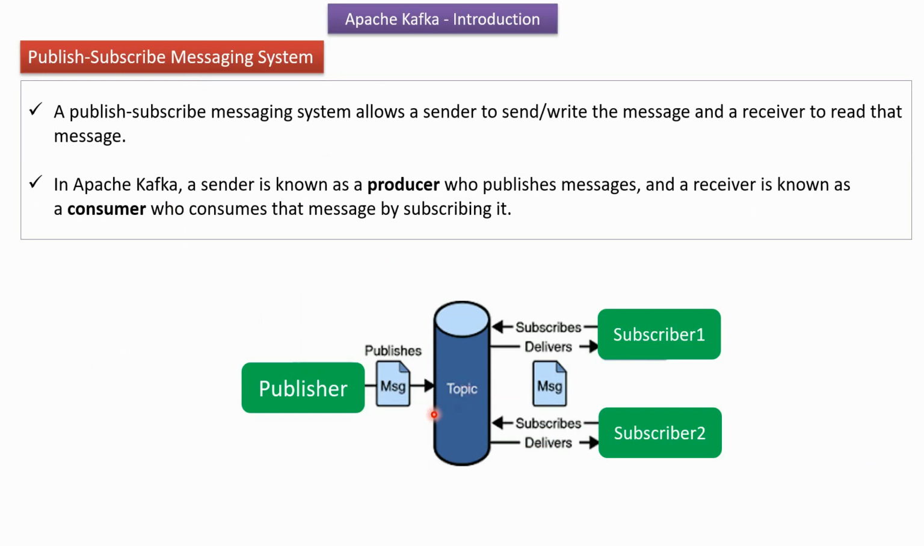Here we will see the publish subscribe messaging system. Here you can see the topic, the publisher, and subscriber 1 and subscriber 2. Both the subscribers subscribe to the topic, and once the publisher publishes a message to the topic, the same message will be delivered to both the subscribers. A publish subscribe messaging system allows a sender to send the message and a receiver to read the message. In Apache Kafka, the sender is known as the producer or publisher who publishes the messages, and the receiver is known as the consumer or subscriber who consumes the message by subscribing to it.